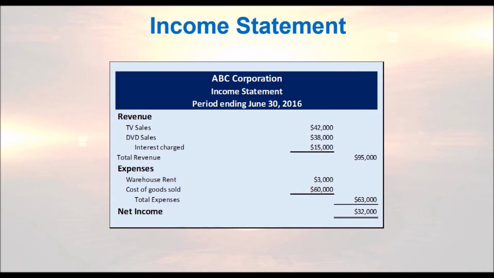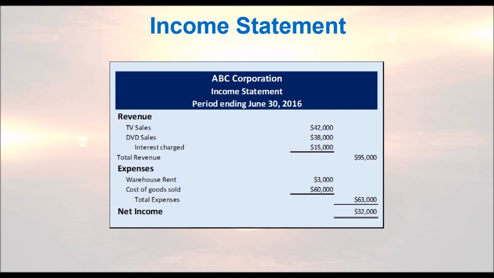Let's look at the income statement for ABC company. Revenue was earned by selling TVs and DVDs. In this 1 year period from July 1st, 2015 to June 30th, 2016, ABC sold TVs worth 42,000, DVDs worth 38,000, and some of the sales the customers had financed, so they were paying interest to the ABC company. The interest earned was 15,000. So the total revenue earned was 95,000.